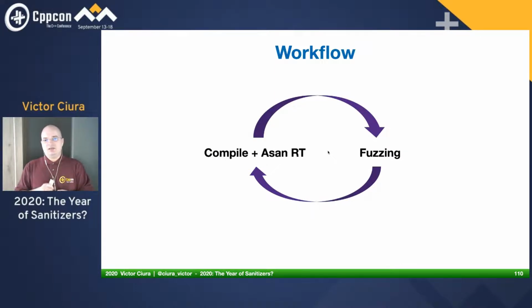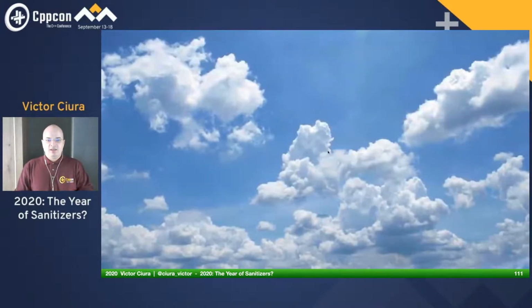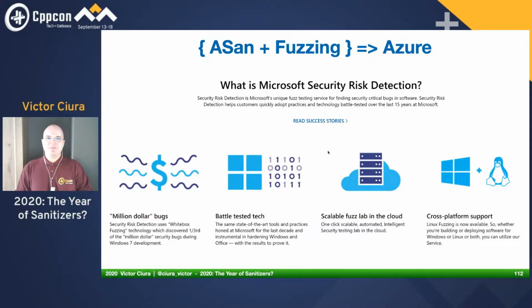So basically, you have this workflow where you're fuzzing the program and compiling it with the ASAN runtime, and you continually, in a loop, check every input that you can throw at the instrumented application and see if anything crashes. And no talk in 2020 would be complete without mentioning cloud stuff. I'm going to mention here the Microsoft Security Risk Detection service. This service will basically let you offload all this work of fuzzing and running instrumented applications under the fuzzer to Azure.